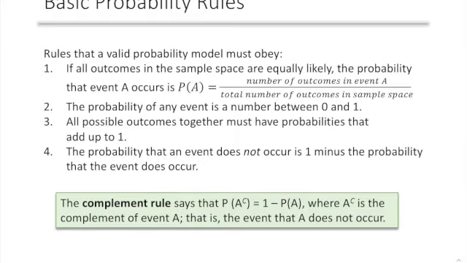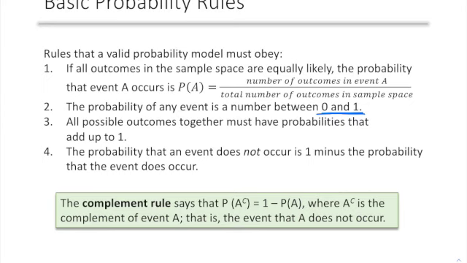Now for the continuation of 5.2. So here we have the basic probability rules. Rules that a valid probability model must obey: if all outcomes in the sample space are equally likely, the probability of an event is the number of outcomes in the event divided by the possible number of outcomes in the sample space. Also, the probability of any event has to be between 0 and 1.